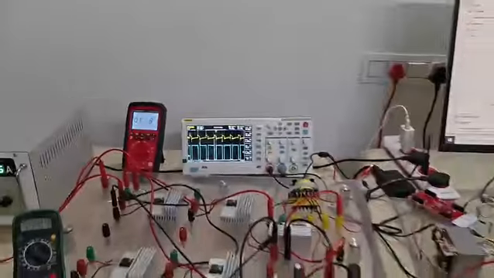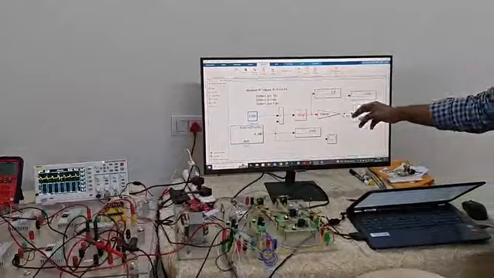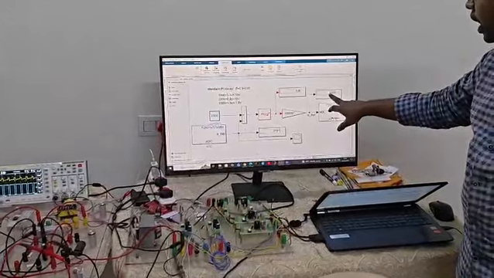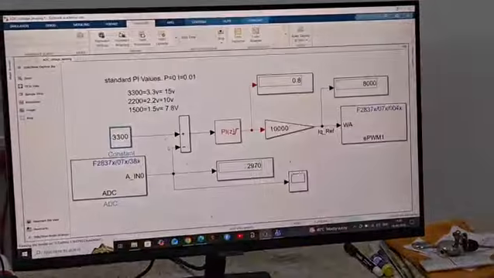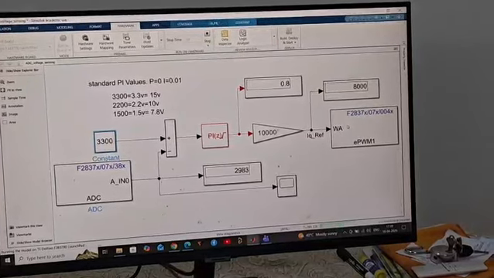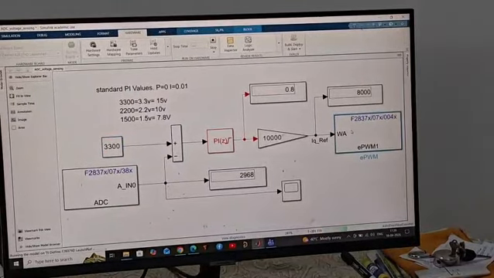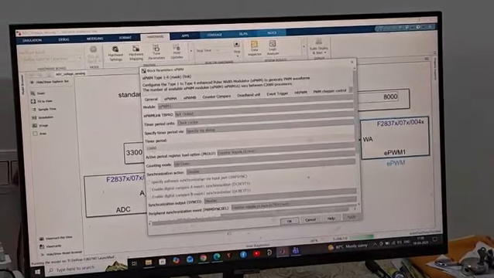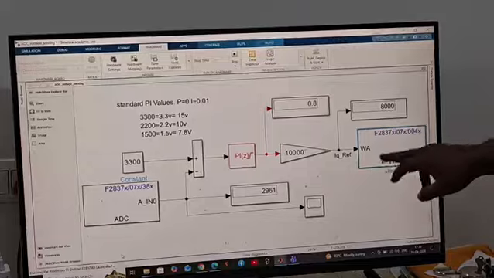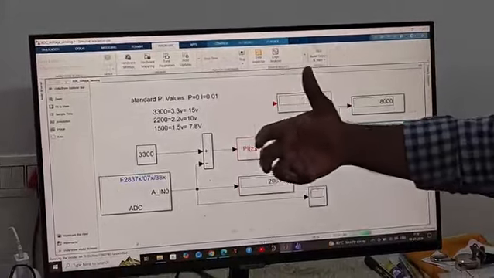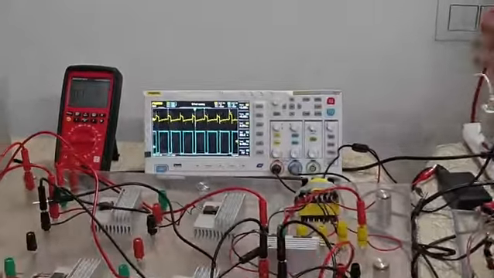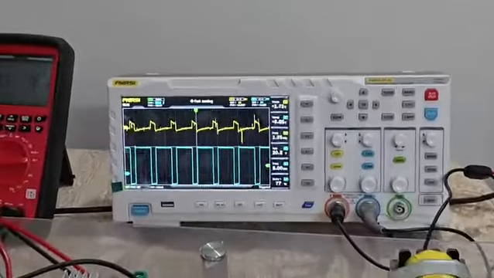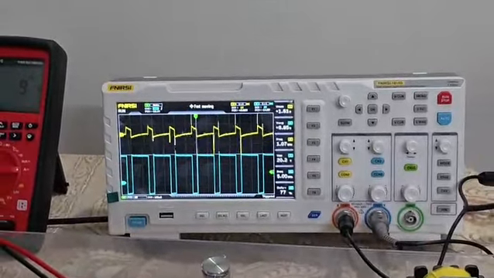And you can see how to calculate the duty cycle. For example, we have 8000 divided by the timer period. What is the timer period value? I have used 10,000. So 8,000 divided by 10,000 is almost equivalent to 80%. Practically we are getting 77%.